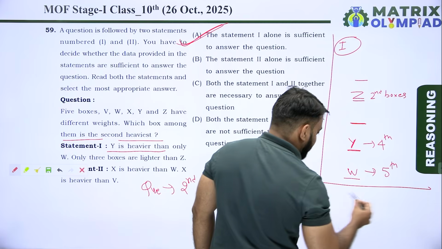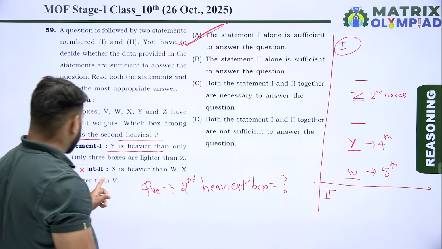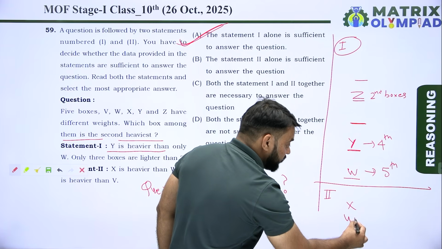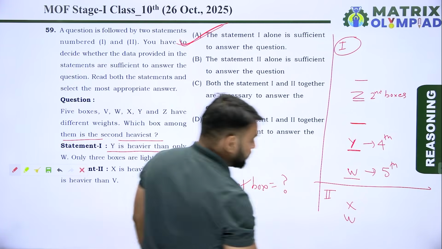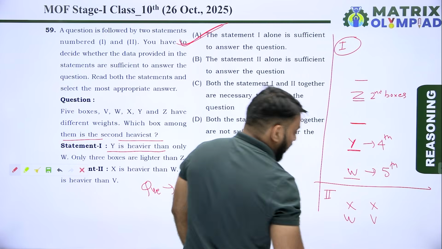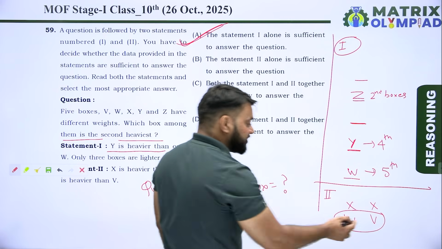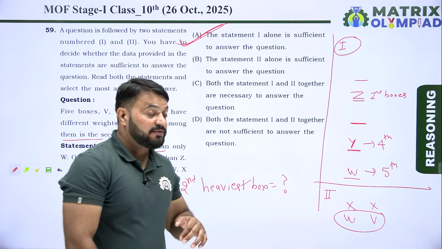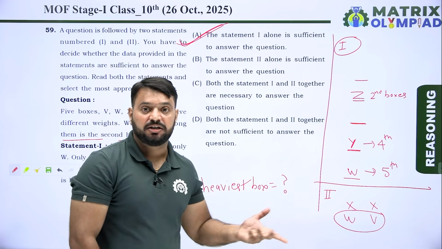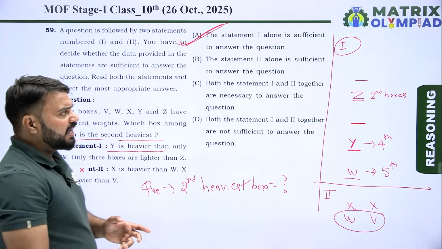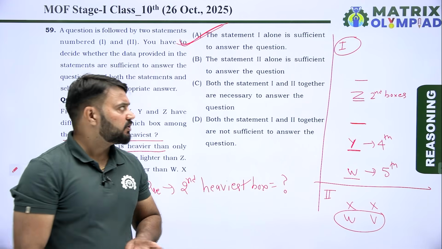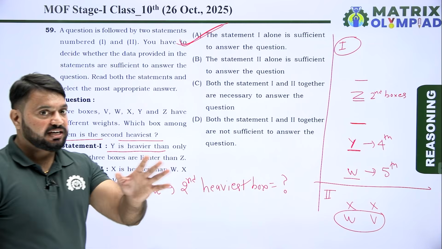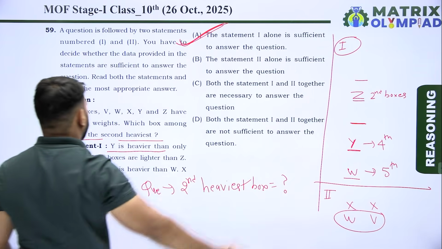Statement second को भी verify कर लेते हैं. According to statement second, X is heavier than W. X is heavier than V. अब V और W में से ये नहीं पता कि इनमें से कौन हैवी है, और X हो सकता है X सबसे हैवीएस्ट हो, या फिर हो सकता है X सेकंड पे भी हो सकता है X थर्ड पे भी हो सकता है. So statement second is not sufficient to answer the given question. So here the statement first alone is sufficient to answer the given question is the correct answer of this question. So here option A is the correct answer of this question.